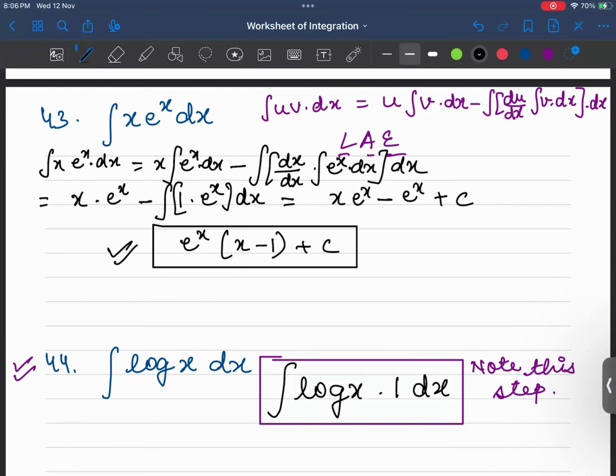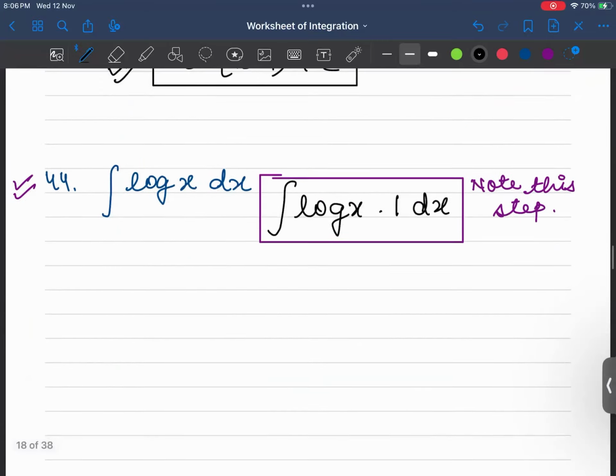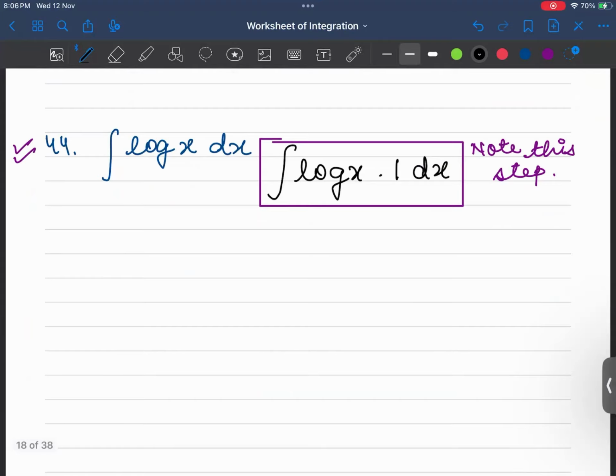Easy? Okay. Now let's do the important question. At the time when we would be doing the application, this sort of questions would come up. So you should not waste your time or energy in how to solve it. This is a very common question. You will find it at the time when I will be doing your applications. Log x dx.